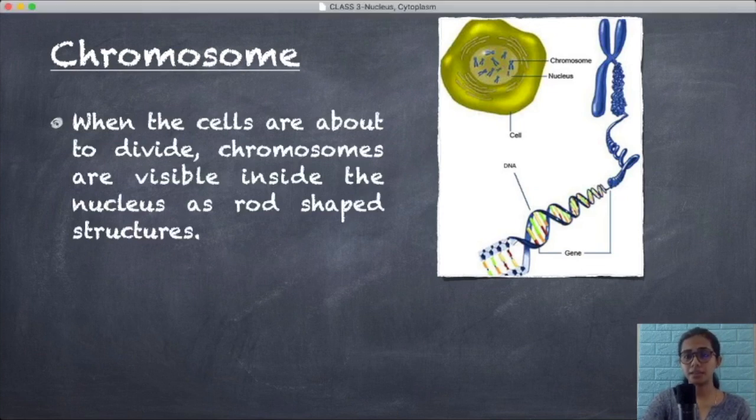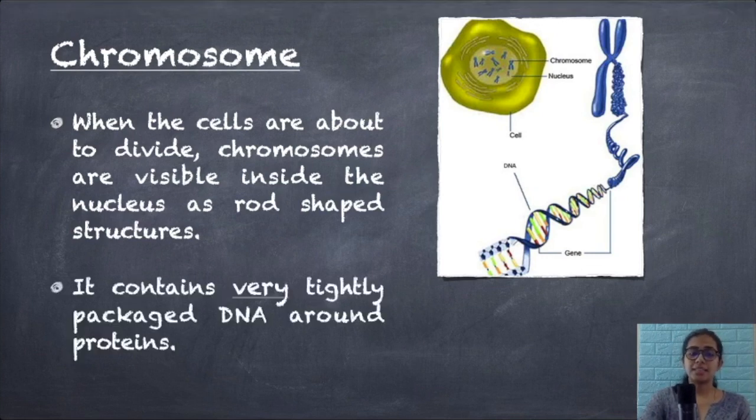So you can see a magnified diagrammatic representation of a chromosome. You can see in the picture that it is nothing but DNA that is very, very tightly coiled and packed, right? So it contains very tightly packaged DNA around proteins, right?